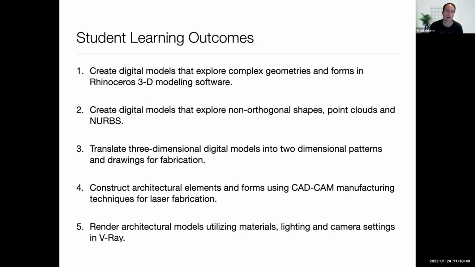Student learning outcomes: I'm required to share these with you so that you know what it is that you're trying to get out of this class. First and foremost, we're going to be creating digital models that explore complex geometries and forms in Rhino 3D. That's essentially what this class is fundamentally about. We're going to work in these digital models. We're going to explore non-orthogonal shapes. So in SketchUp, you tend to do the basic extruded square and you pull it up and whatever.